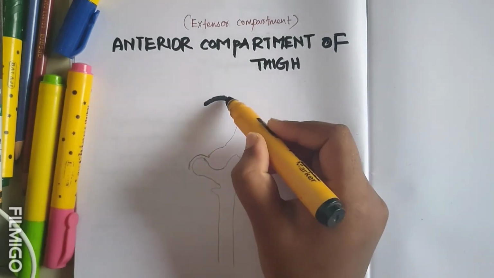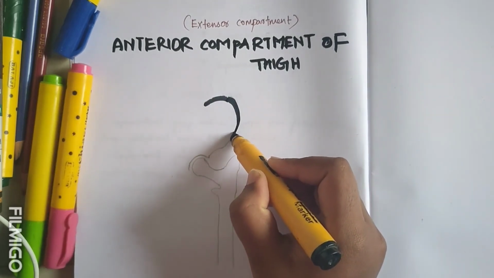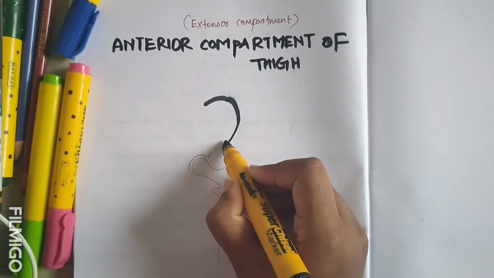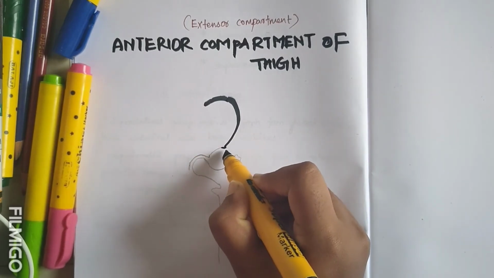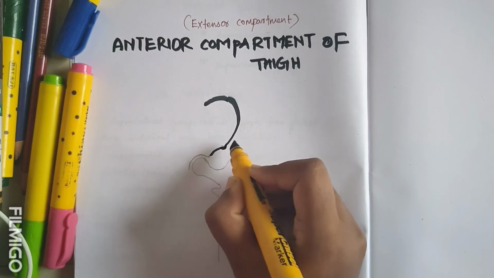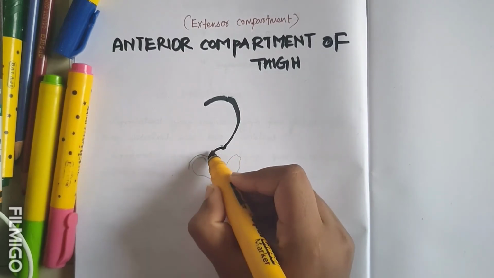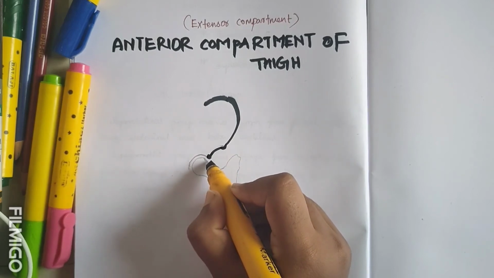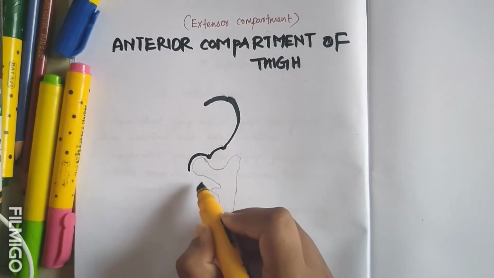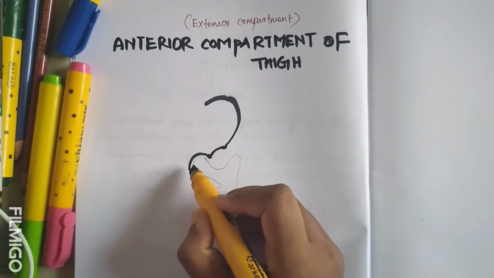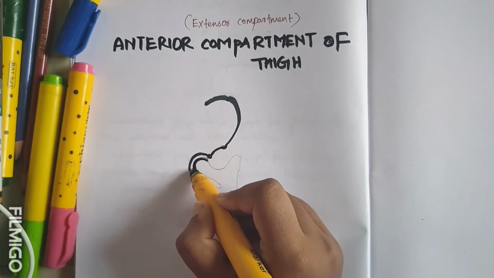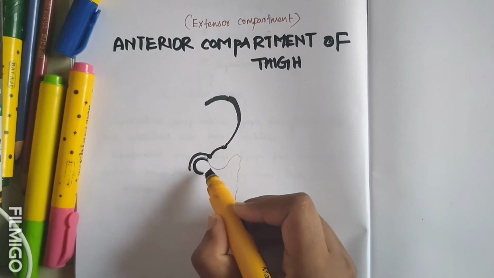This is the fan shaped iliac bone. This is the iliac crest. The iliac crest anteriorly ends as the anterior superior iliac spine. This is the anterior superior iliac spine and this is the anterior inferior iliac spine, and this is the acetabulum. The acetabulum articulates with the head of femur. This is the head of femur bone.